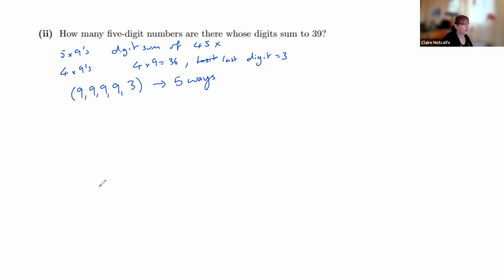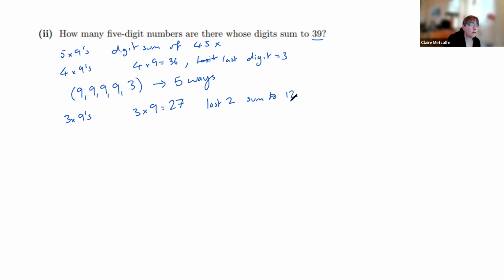Okay, so now we need to think about 3 9s. Now we know that 3 times 9 is 27. We want a digit sum of 39. So hopefully I can do 39 minus 27 and not make a mistake this time. So the last 2 have to sum to give you 12. Now there's more than one option for this.